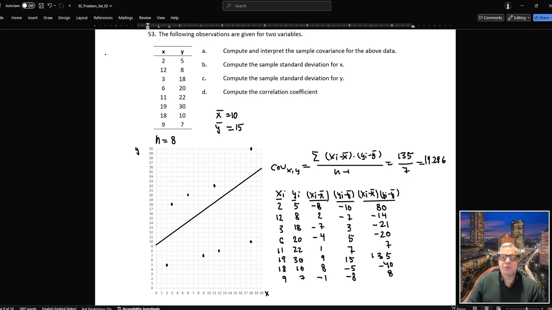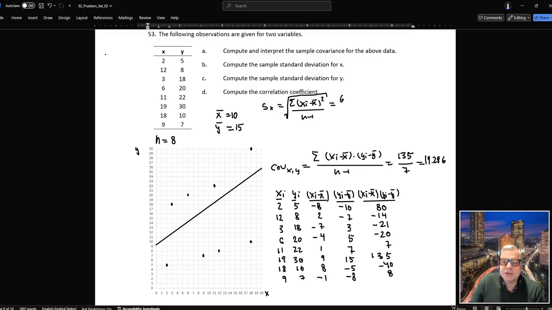So next we need to calculate the standard deviation for x and y. Let's first calculate the standard deviation for x, and the formula is the sum and then the square root. Okay, so we have xi minus x bar, so I can square that.